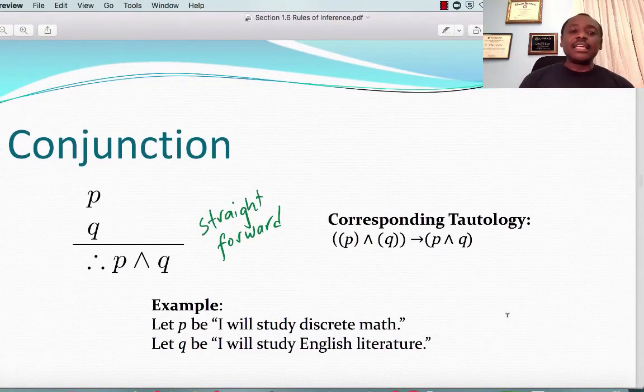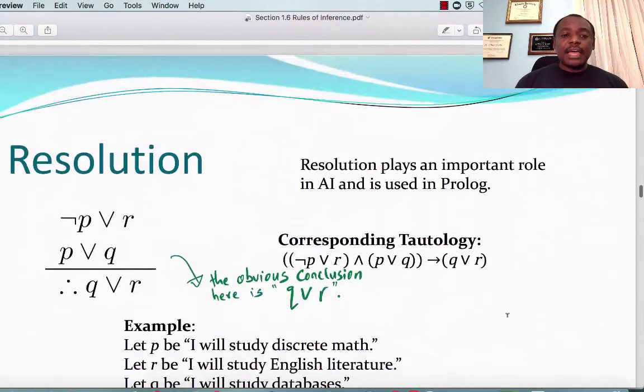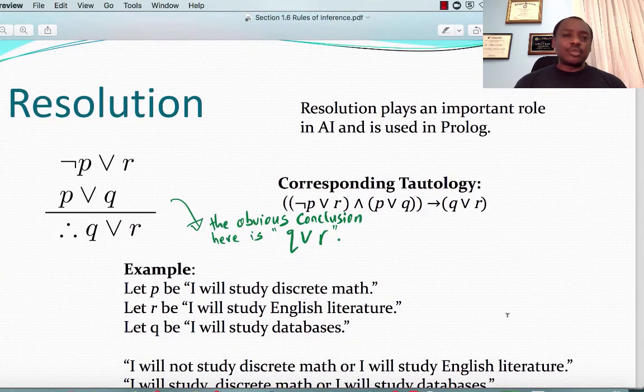The next is known as conjunction, and that is very straightforward. If P is true, Q is true, then P and Q is true. P is I will study discrete math. Q is I will study English literature. If I studied discrete math, if I studied English literature, then I did study discrete math and English literature. Very straightforward. And the next is resolution.